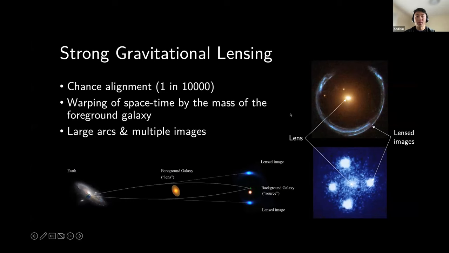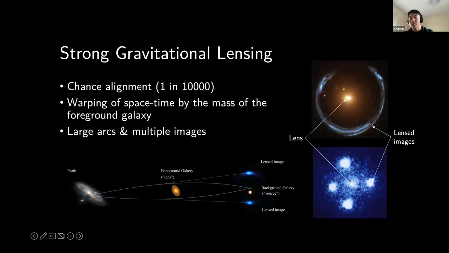So on this slide, you can see two typical examples of a gravitational lens. The one on top is a structure known as an Einstein ring, which occurs when there's a high degree of circular symmetry, and the Earth, the lens, and the source are all almost perfectly collinear. So you get this very ring-like circular structure.